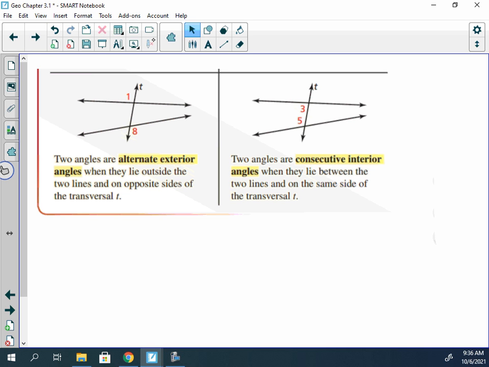Outside the two lines. Because alternate interior, they were on opposite sides of the transversal, and between. Alternate exterior, they're on opposite sides and outside the transversal. And the last one is consecutive interior.